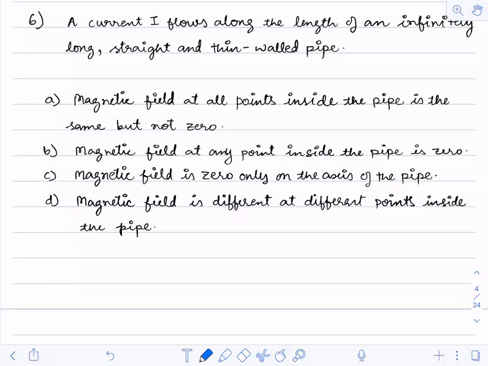No, it's the same all over. That's zero. Okay, so the correct answer is B. The correct option is B. B is the correct option.